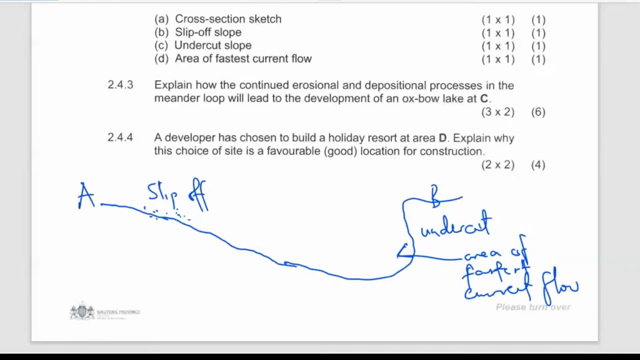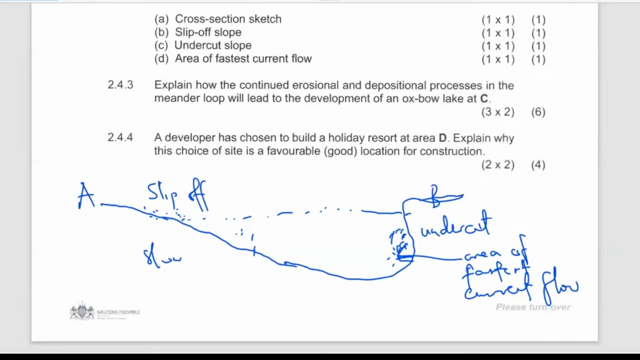The flow is faster around this area, while it is slower on this area. If we were to indicate the level of the discharge in the river, it means water flowing around this area will be faster and will be eroding this side. And water flowing around this area will be very slow. So basically, that is how you must draw your cross-section.